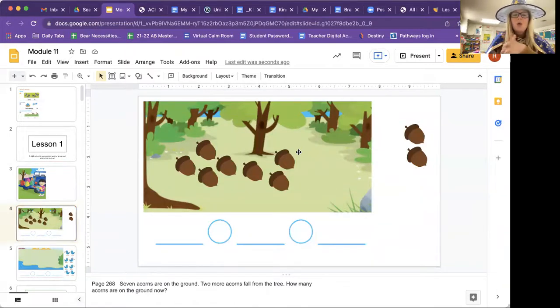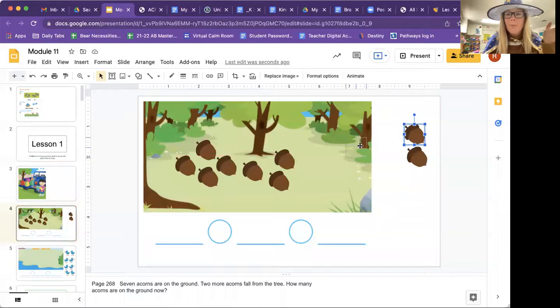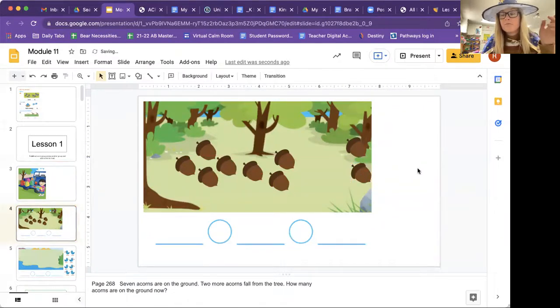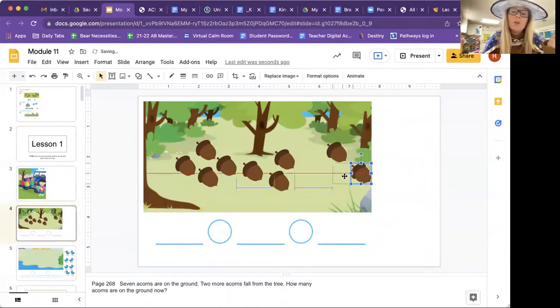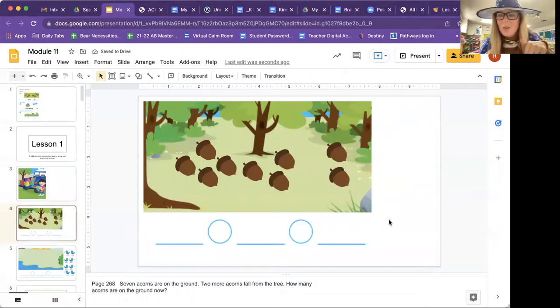Okay. 2 more acorns fall from the tree. Plunk. Plunk. That's what sound they made when they fell from the tree. How many acorns are there now? So what are my 2 numbers that are going to go here? You're supposed to write an equation. Can you write an equation? Equation, like we did on the last page.